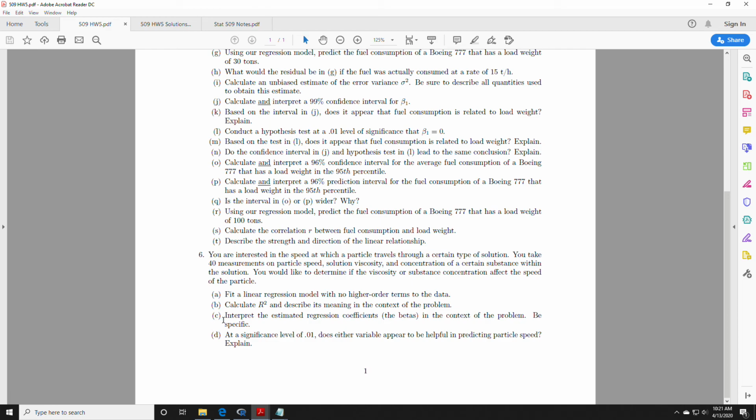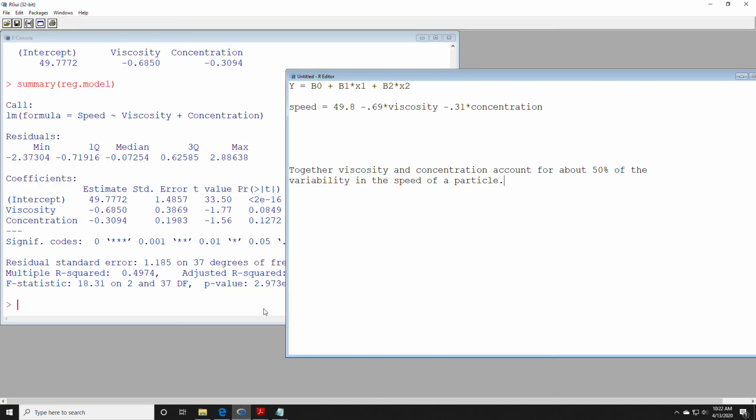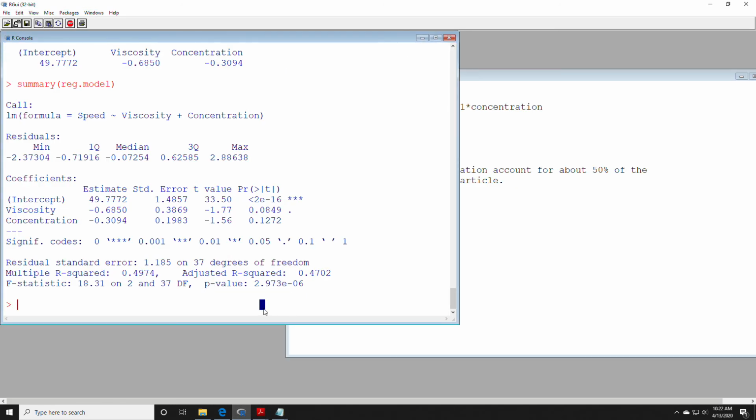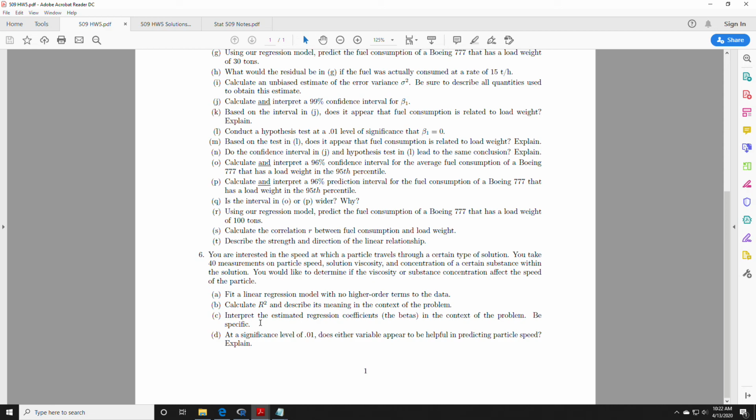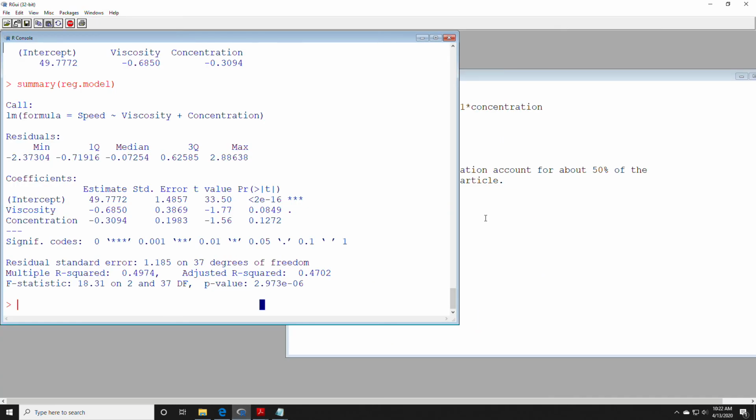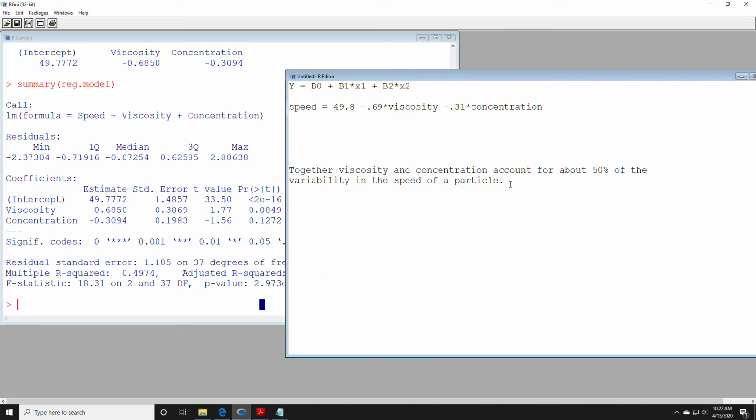Okay, interpret the estimated regression coefficients, the beta hats, in the context of the problem. Be specific. Okay, so to get those, what do we need? Do we need summary? Oh, is it just interpret the coefficients? It is just interpret the coefficients, not a confidence interval. So interpret the coefficients.